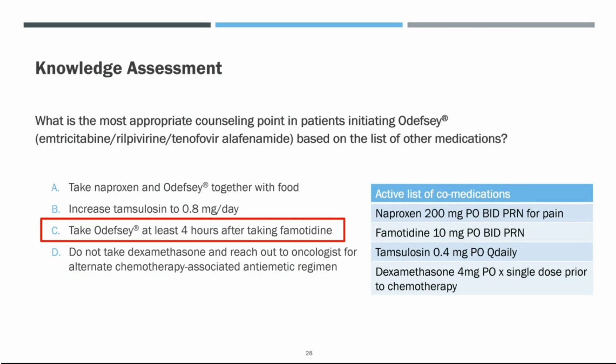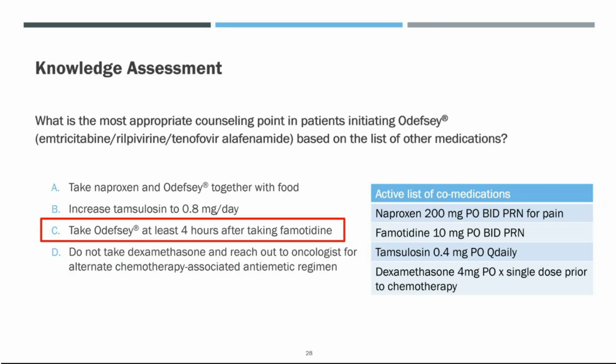Why is D not correct? Oh, 12 hours. I thought it was 4 hours. It was 4 hours before and 12 hours after, because famotidine's effect lasts for 12 hours. No, it's 12 hours before and 4 hours after. Oh. It is very confusing.